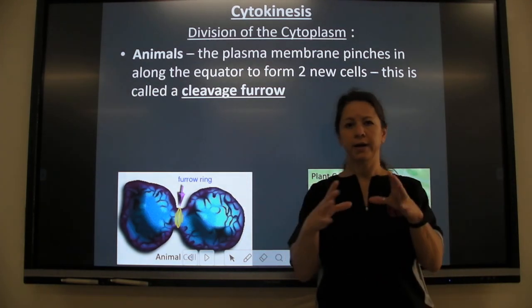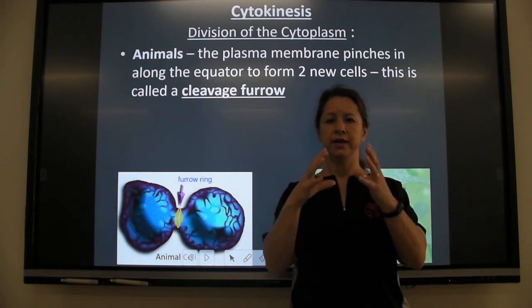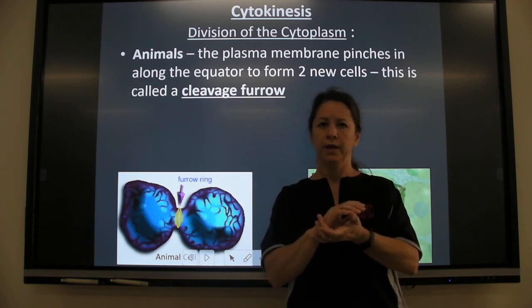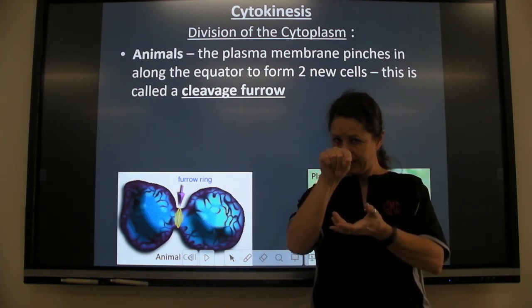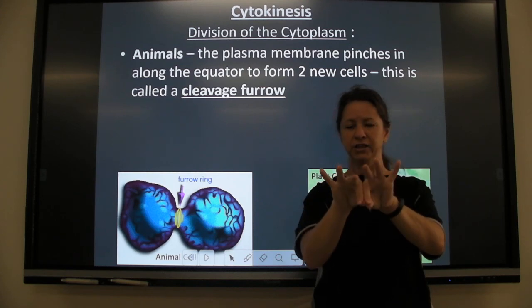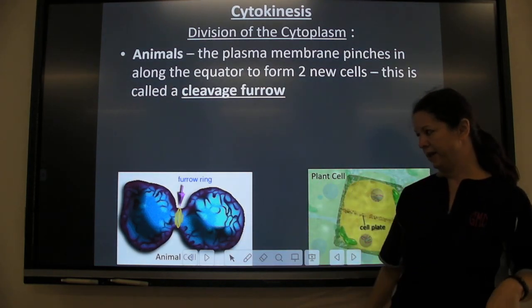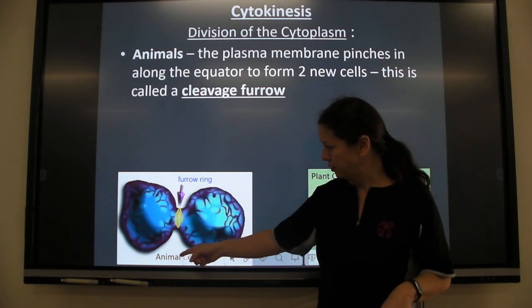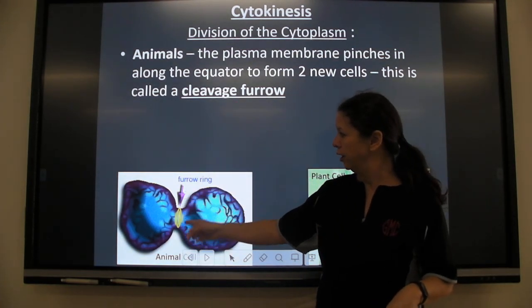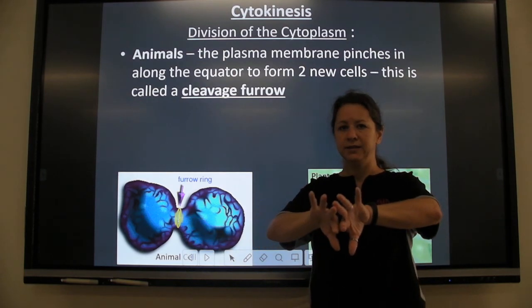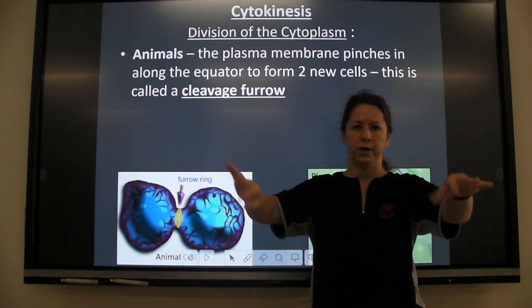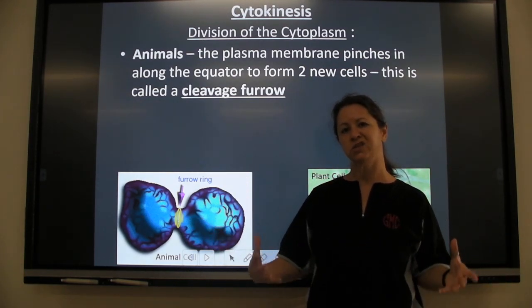Now, if you think about it, a plasma membrane is soft, it's flexible. And so if you squeeze it, you can actually pinch it together and then pull it apart. And that's basically what's happening in an animal cell. It squeezes in on this cleavage furrow right here in the middle until it totally pinches in half and it separates. Okay, that's how animal cells separate.